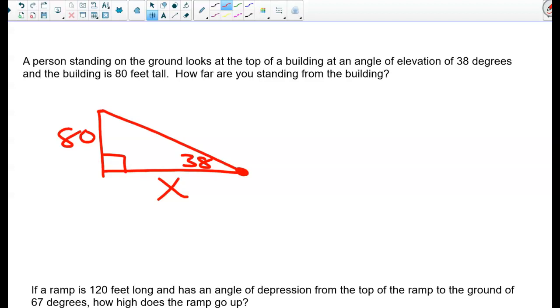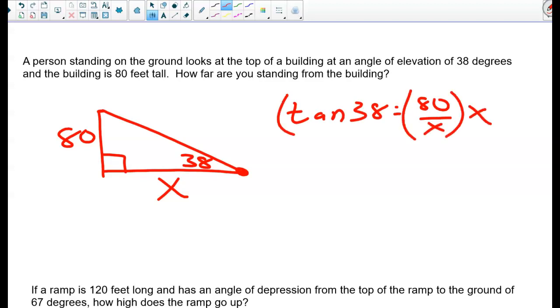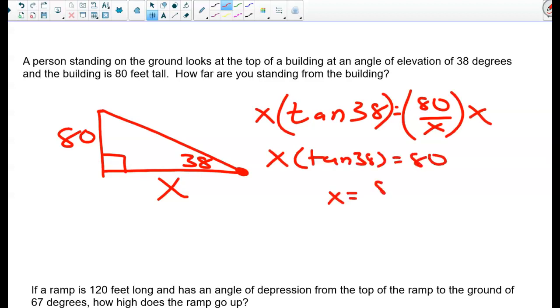And now I got to make a trig decision. Tangent of 38 equals 80 over x, and that becomes a two-stepper. X times the tangent of 38 equals 80, and x equals 80 divided by the tangent of 38. In this one, I will get the answer right away. I go to a calculator, and I'm doing 80 divided by the tangent of 38, and I should get 102.40.